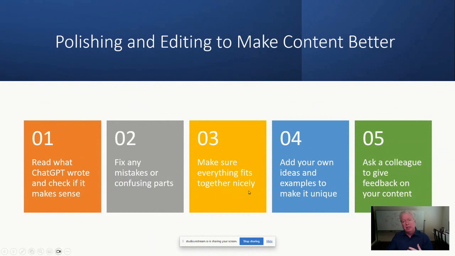So then as I'm going through ChatGPT or an AI tool, any tool of your choice, right? I want to make sure everything is flowing, it's fitting together. For example, one of the things it suggested to me, I was like, you know what, that's too complicated. I don't want to talk about that. And then I can add my own ideas, which I did in certain points. And then the last thing is I can ask a colleague to give me feedback.